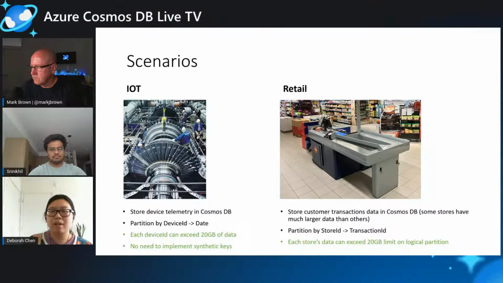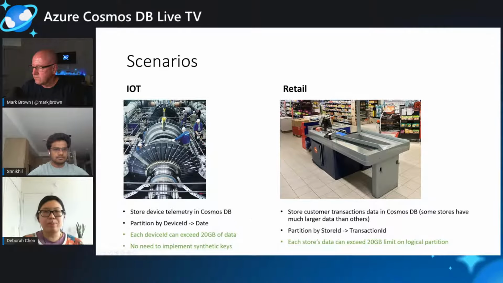So if you partition by something like store ID on its own, if you only have a few stores and some stores are bigger than others, you're quickly going to run into the 20 GB limit for a store. But if you sub-partition by something with higher granularity, like let's say transaction ID, now each store's data can exceed 20 GB of data, and you can still efficiently do your lookups on store and queries on store, which is typically the query that you want to optimize for.